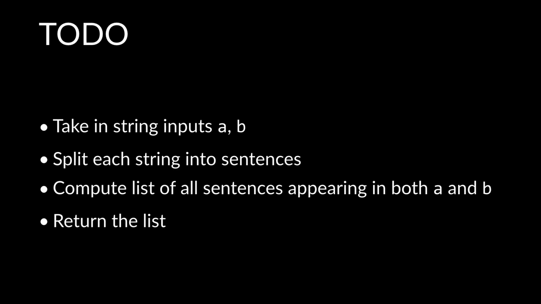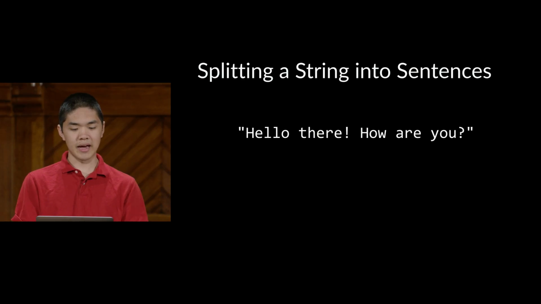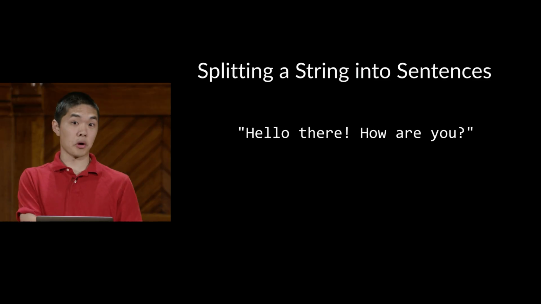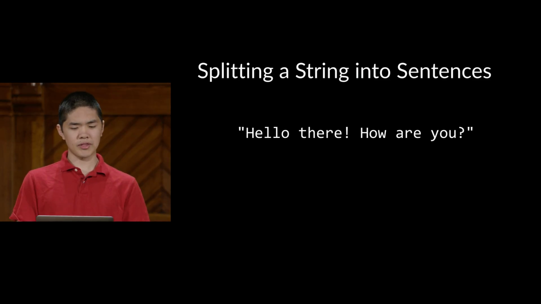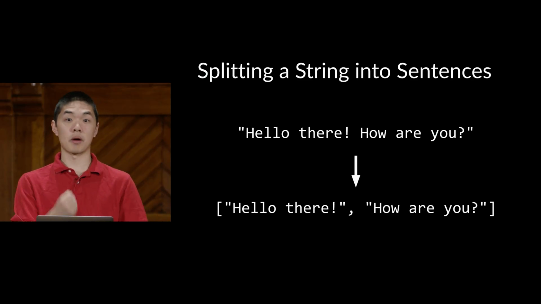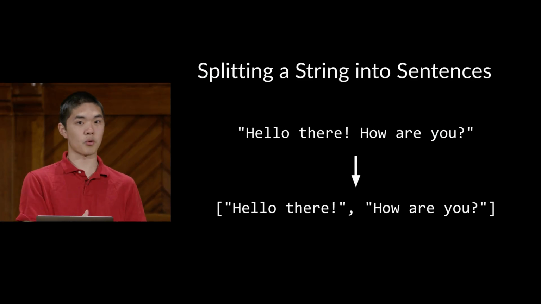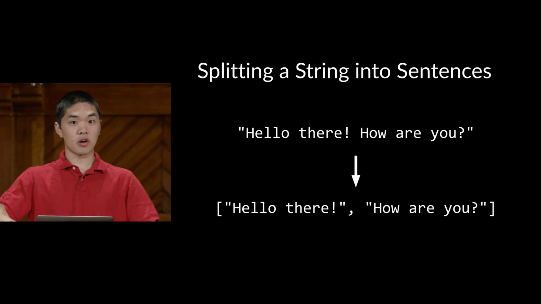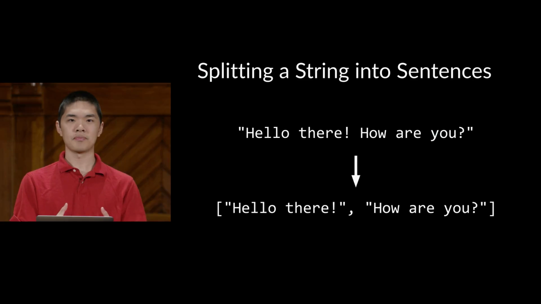The challenge here is, how do you take a string and convert it into a list of all of the sentences that make it up? If, for example, we had a string like, "Hello there! How are you?", we would want to split that up into "hello there" and "how are you", knowing that "hello there" is one sentence and "how are you" is another sentence. And here, complicated issues like dealing with different types of punctuation, whether they're periods or exclamation points or question marks, might come into play.